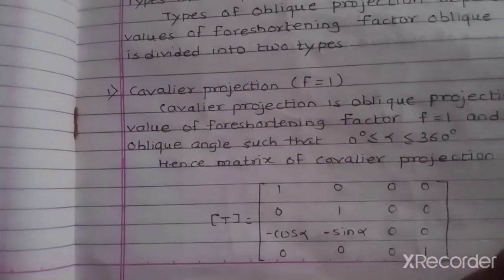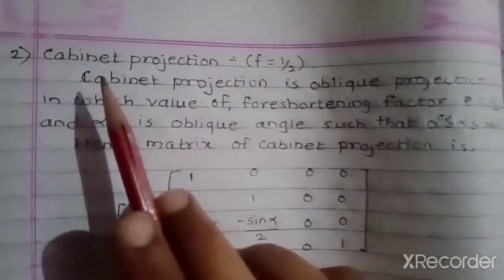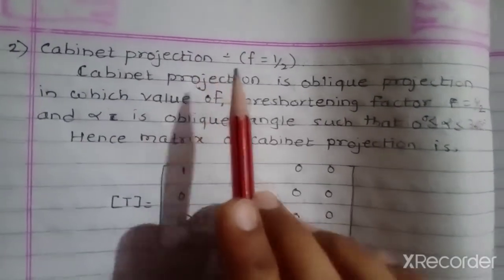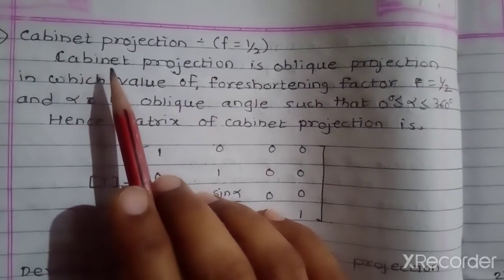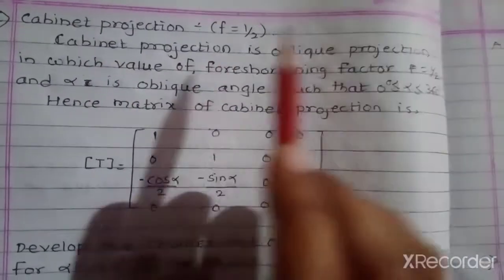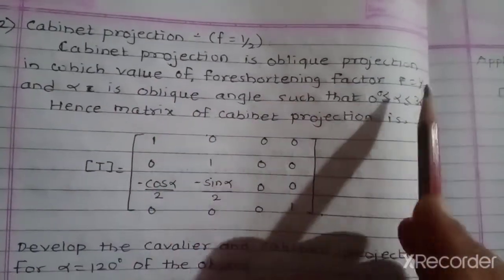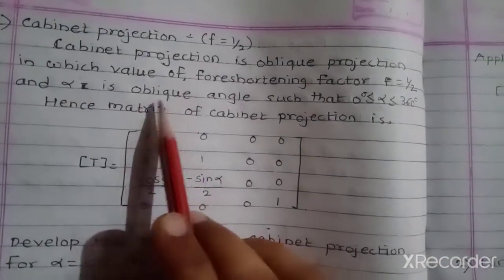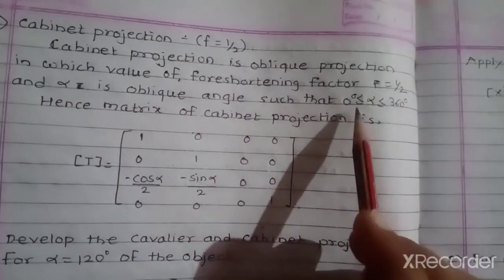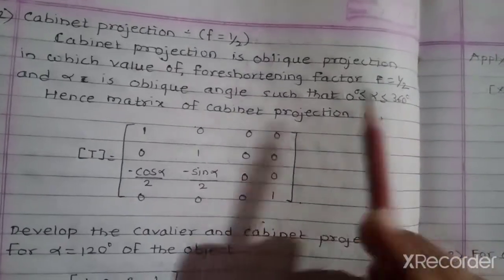See, the next one is the next type, cabinet projection. In cabinet projection, the value of foreshortening factor is 1 by 2. So first of all, some basic things. Cabinet projection is an oblique projection in which the value of foreshortening factor f equals 1 by 2, and again alpha is an oblique angle such that its value lies between 0 degrees to 360 degrees.